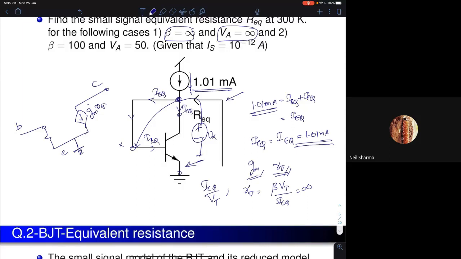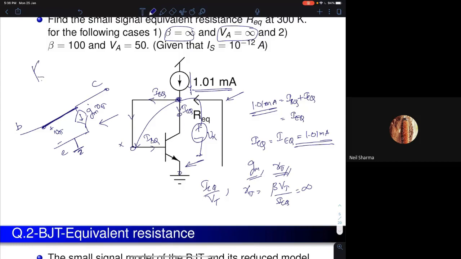What are we doing? Base and collector are at the same voltage. I'm shorting base and collector. This voltage is V pi. Even with the resistor or without the resistor, it has always been V pi. Now, because beta is infinity, R pi is also infinity. So we are left with a circuit that looks like this. Base and collector are short circuited.